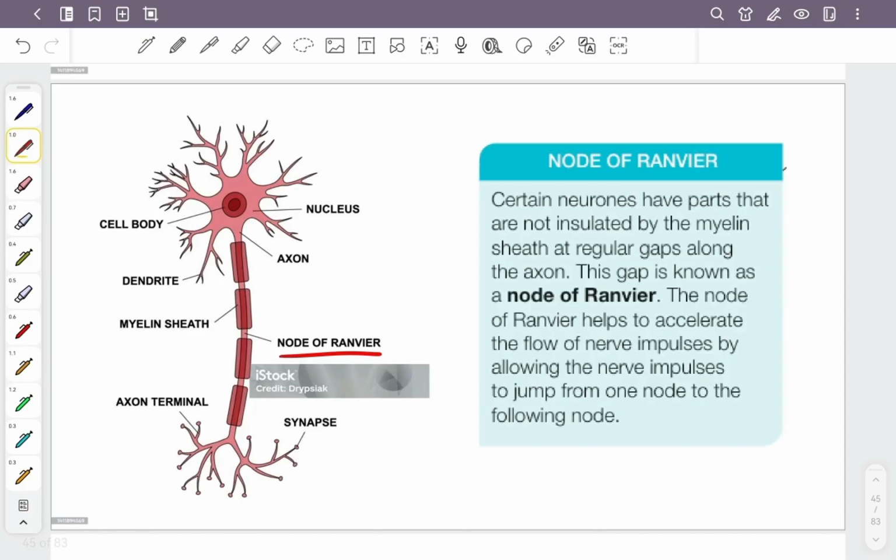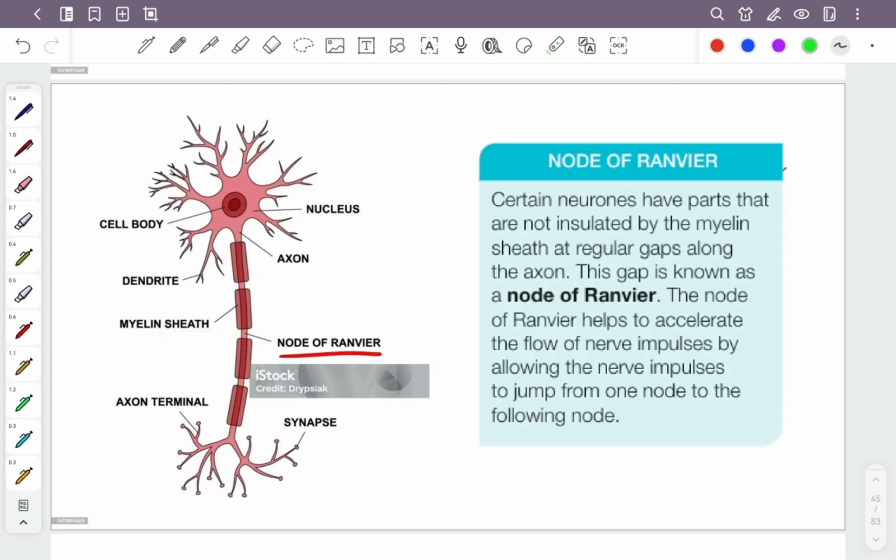Here you can see along the body, which is along the axon, there is a lot of this myelin sheath. But you can also see there is some gap here, correct? Some gap here that is not covered by the myelin sheath. You see that? This, the one that I circle here, is the part that is not covered by myelin sheath. So this gap will be known as the knot of Ranvier.